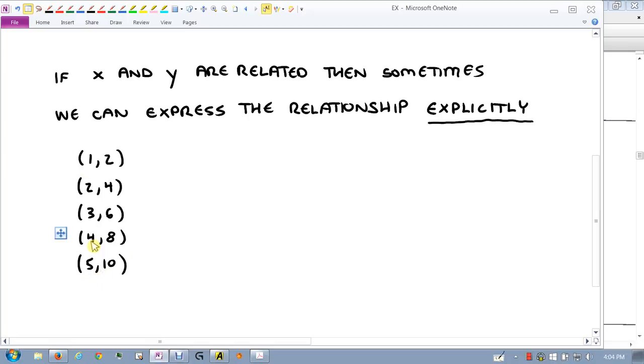Can you look at these and first tell me whether or not it's a function? It is a function, right? Because we don't have any inputs repeating. But can you tell me what the relationship is between 1 and 2, 2 and 4, 3 and 6, 4 and 8, and 5 and 10? It looks like it's whatever the input is times 2. Double the input, you get the output. So in general, if this is x, what should the next thing be? 2x, right?